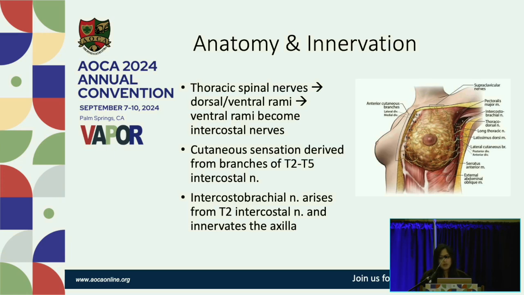Just want to review some of the relevant anatomy and innervation. The majority of the cutaneous sensation of the breast comes from the anterior and lateral branches of the intercostal nerves. The thoracic spinal nerves exit the intervertebral foramen and divide into dorsal and ventral rami. The dorsal rami innervate the skin and muscles of the medial back, and the ventral rami pass through the paravertebral space and become the intercostal nerves, which travel in the intercostal space just below the inferior border of the superior rib it corresponds to. So the innervation of the breast is derived from the branches of the intercostal nerves at the level of T2 through T5 with variable involvement at T1 and T6 intercostal nerves.